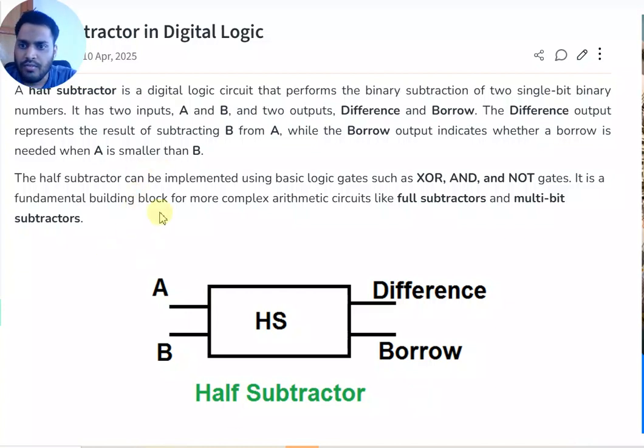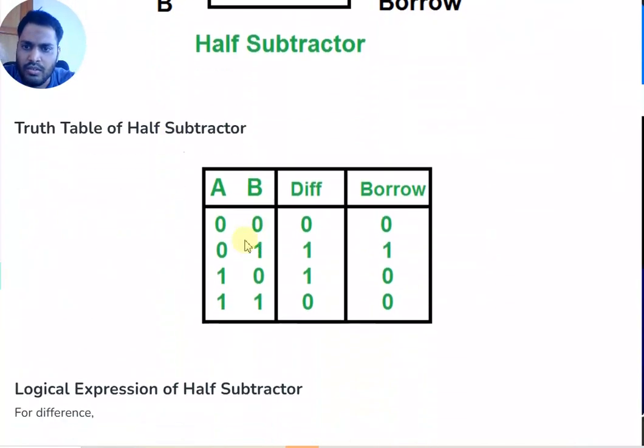So starting with the half subtractor, similar to the half adder, it is also a logical circuit which has two inputs A and B and two outputs. Here it is difference, whereas in half adder we had the sum. In the half subtractor we have borrow, whereas in the half adder we had the carry out. The truth table of half subtractor has two inputs, so 2 to the power of 2, we have 4 different combinations, for 0, 1, 2 and 3.